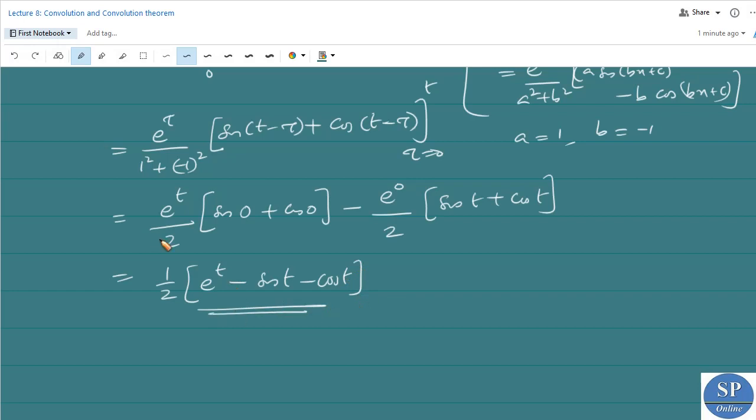This is the required convolution of e power t and sin t. So e power t star sin t is equal to this.